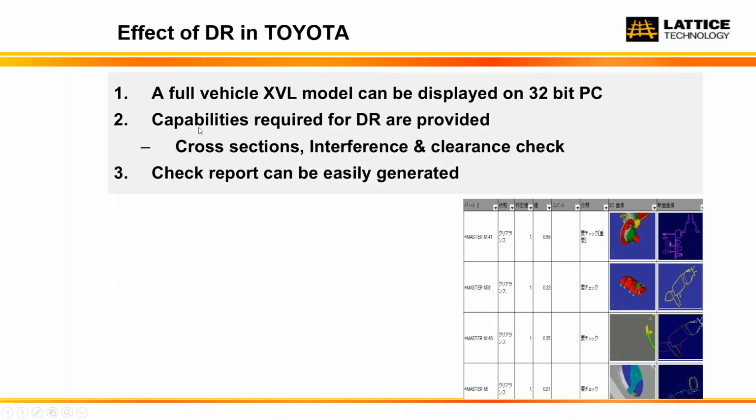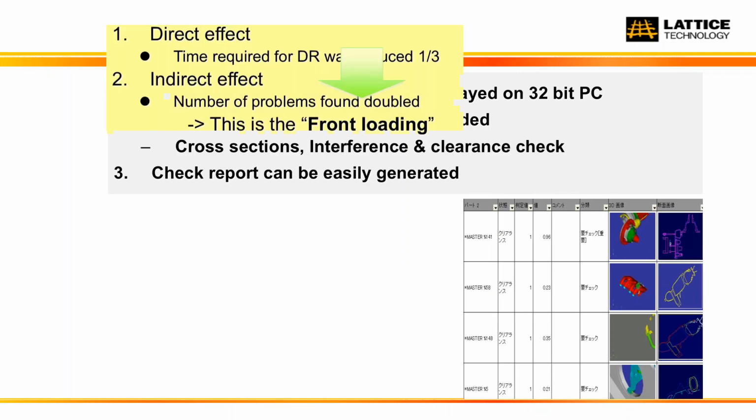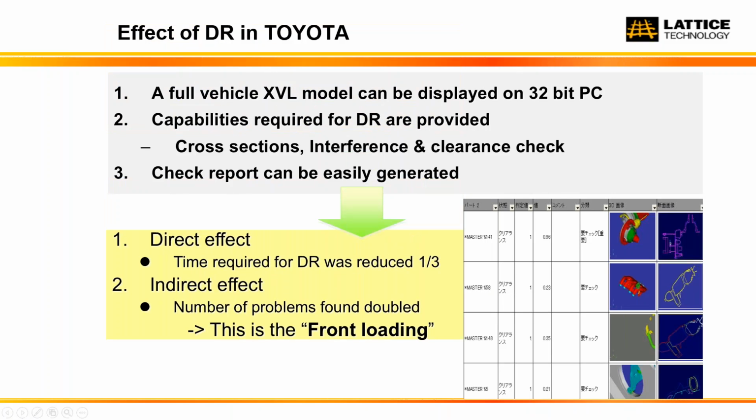The big benefits for them were that they could open the full model, do cross sections, run their interference checks, and report back very easily. But the real-world benefits were pretty huge. The time required for design review was reduced by a third initially when they implemented this. The indirect effect was that they were able to find more issues earlier in their process, and this is what we call front loading. I'll talk about that in a second and show a little more detail as to why we think that's an important goal for most organizations, to front load the issues that are detected.